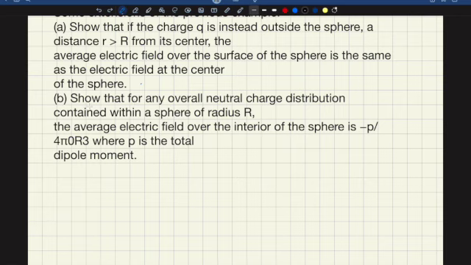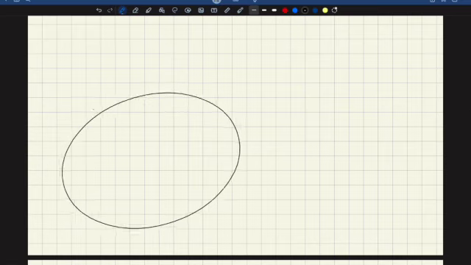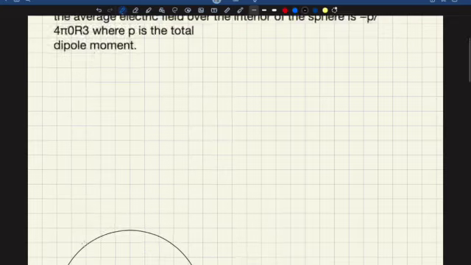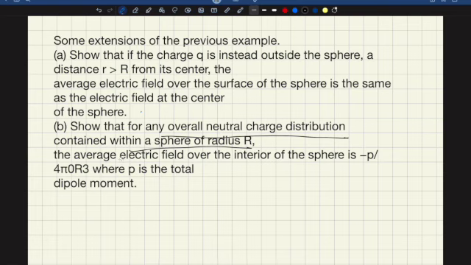So what this second part is: for an overall neutral charge distribution within a sphere of radius r. Let me just draw a sphere. Okay, sphere of radius r. The average electric field over the interior of the sphere is minus p, a vector quantity, over 4 pi epsilon naught r cubed, where p is the total dipole moment of the charge distribution.